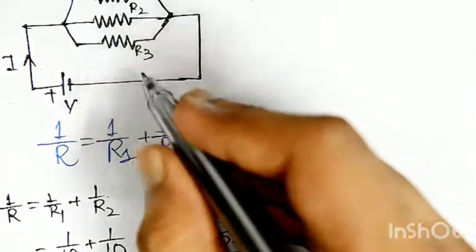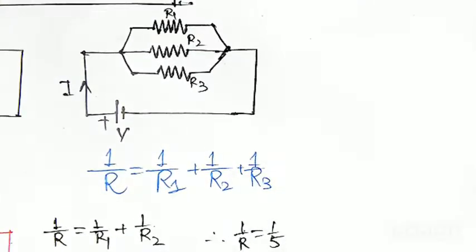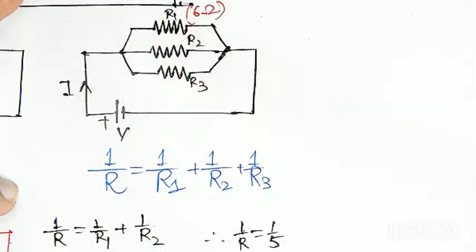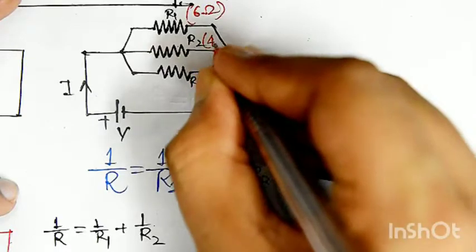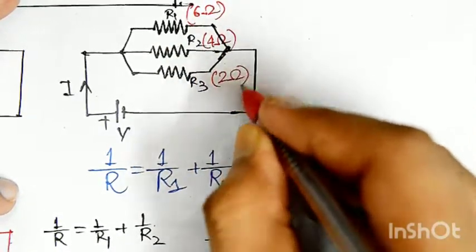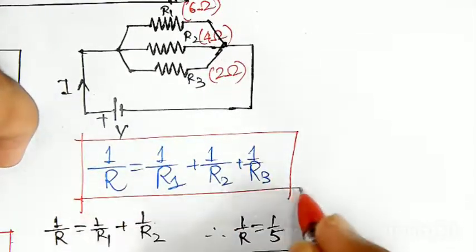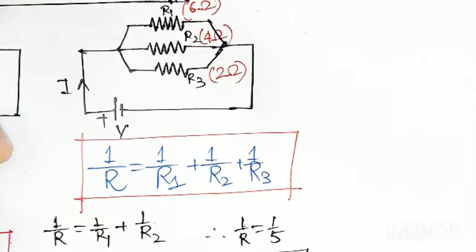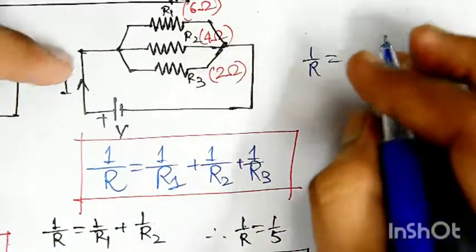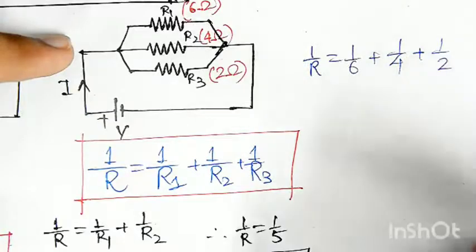Just like if in these three connections of resistance, I am giving R1 is 6 ohms, R2 is 4 ohms and R3 is 2 ohms. What should be the value? Now the formula is known: 1 by R equals 1 by R1 plus 1 by R2 plus 1 by R3. So if I calculate it, 1 by R equals, R1 is 6, so 1 by 6 plus 1 by 4 for R2 and 1 by 2 for R3.